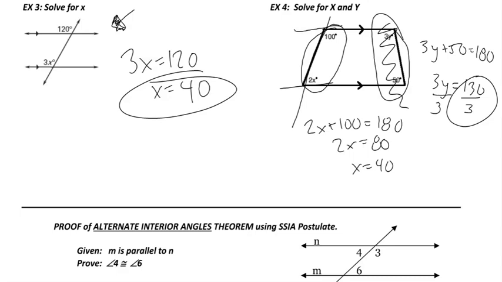So even though these didn't look like SSIA, same side interior angles, if you extended these sides out and made this into a transversal, you would see that you were talking about SSIA.